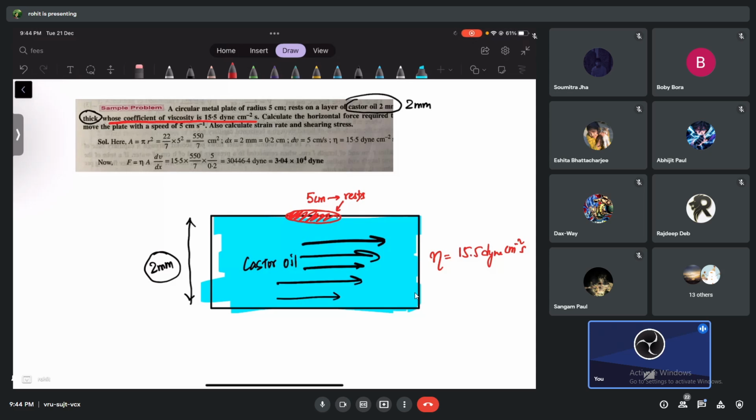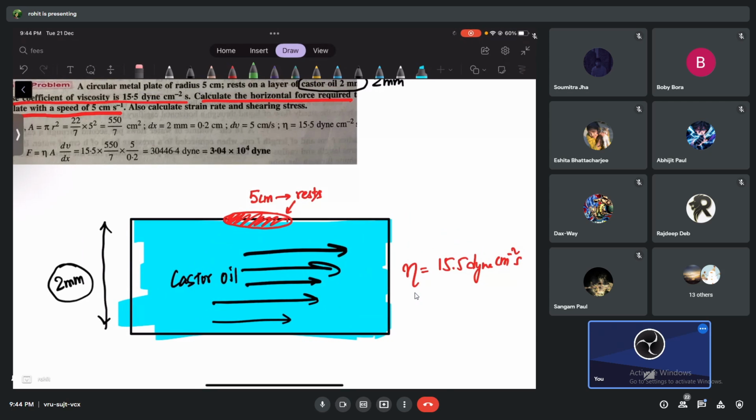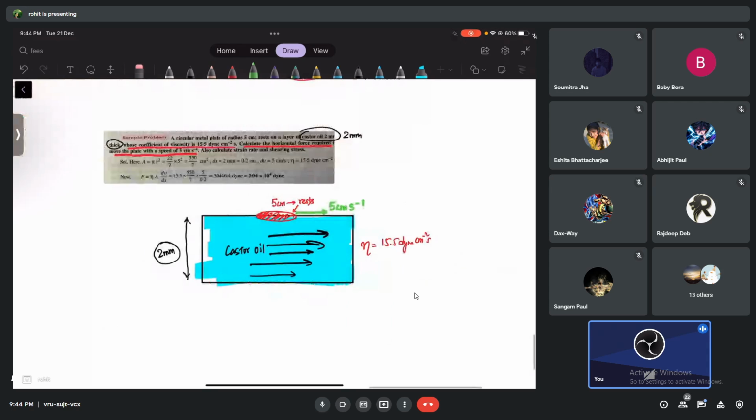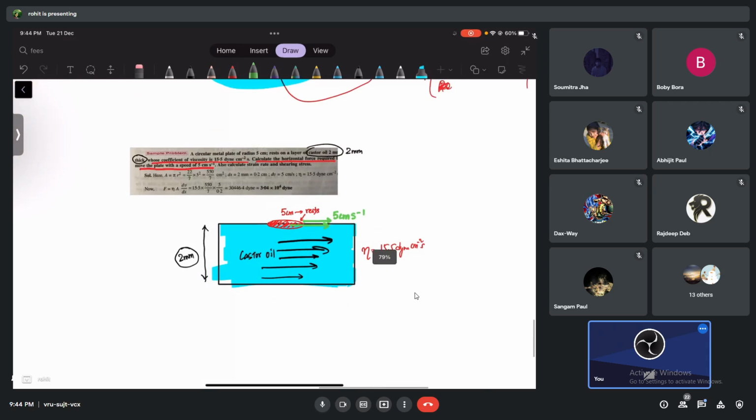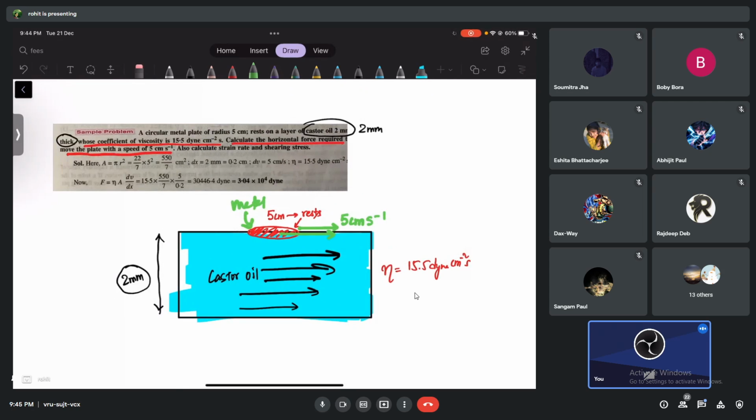Calculate the horizontal force required to move the plate with a speed of 5 centimeter per second. Do you understand that? This metal plate has to move on top of this with a speed of 5 centimeter per second. So now all of you think and tell me. If I want the metal plate to move with 5 centimeter per second, what should happen to the topmost layer of the liquid, guys?